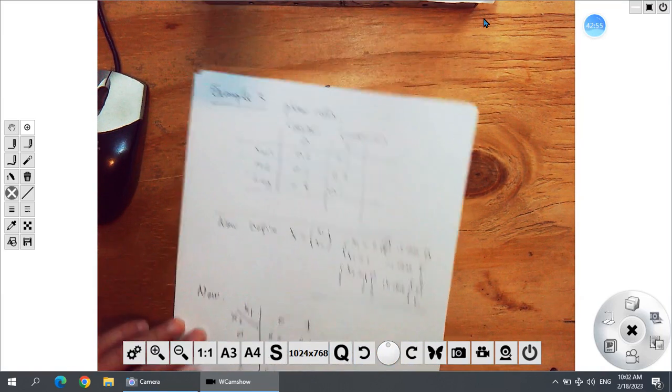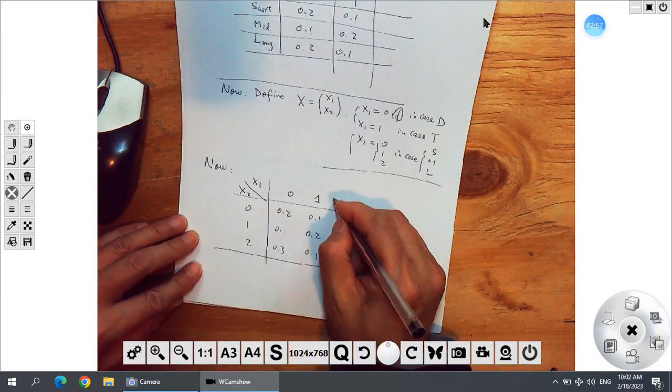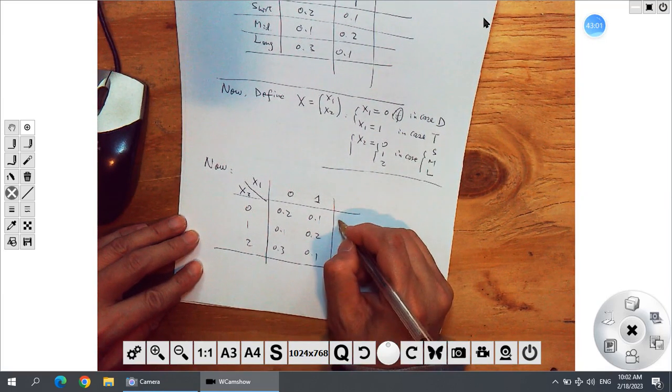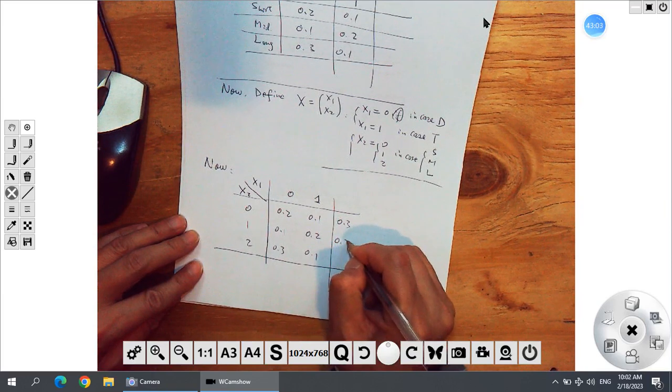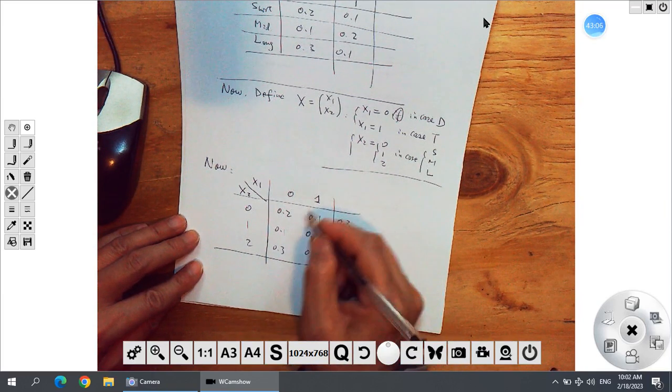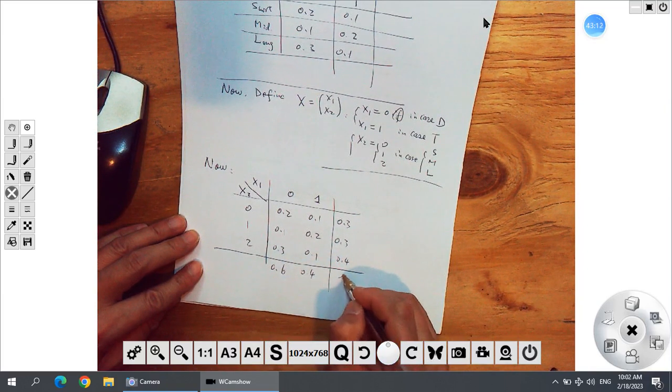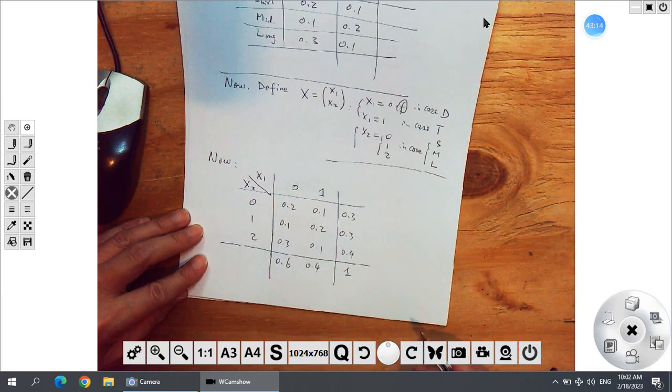And then similarly, we can do some calculations. Here I add them together. I have 0.3, 0.3, 0.4. And in this direction we do the summation. I have 0.6, 0.4, and the total is 1.